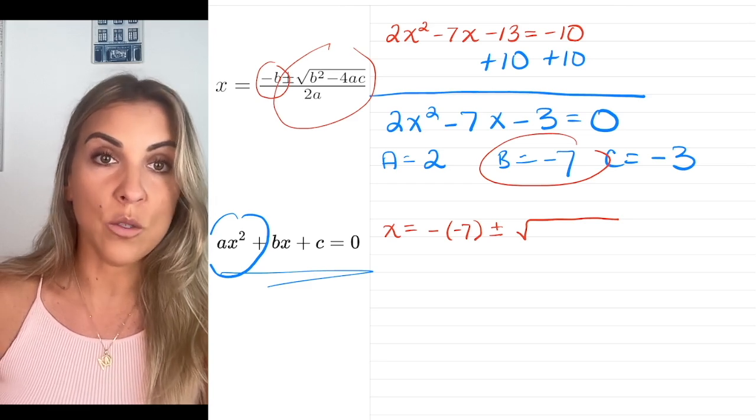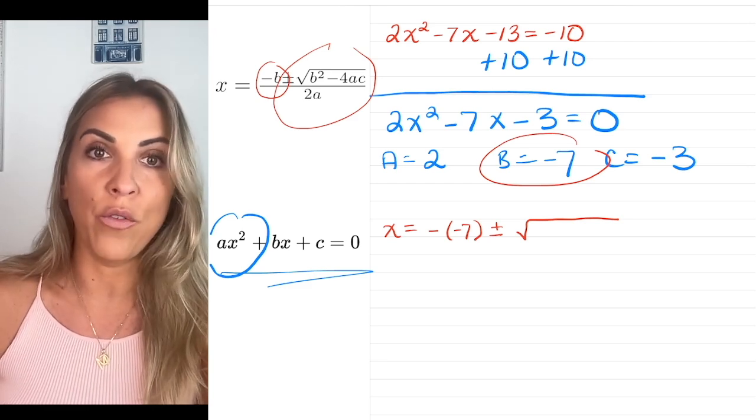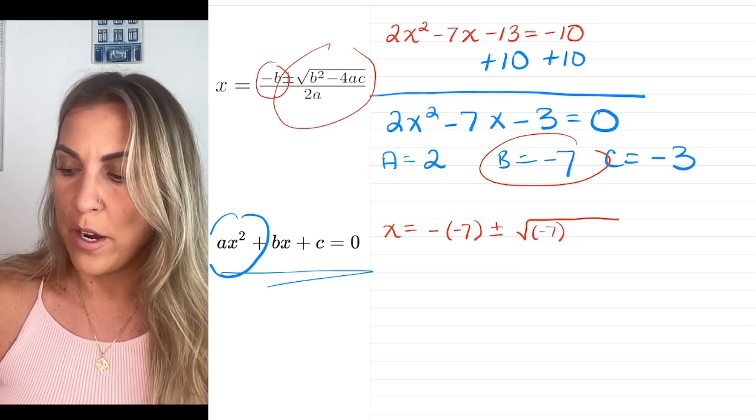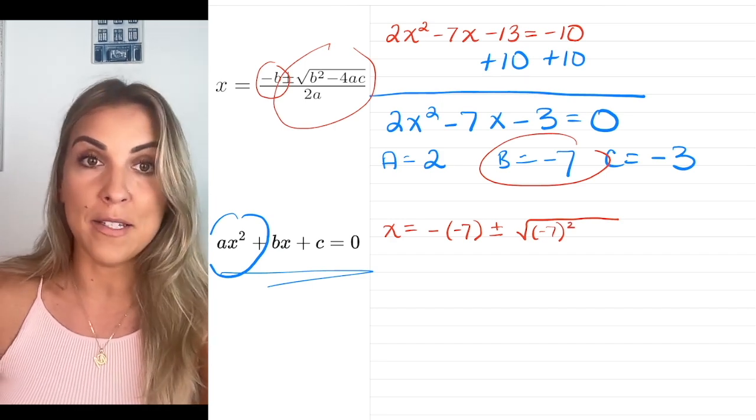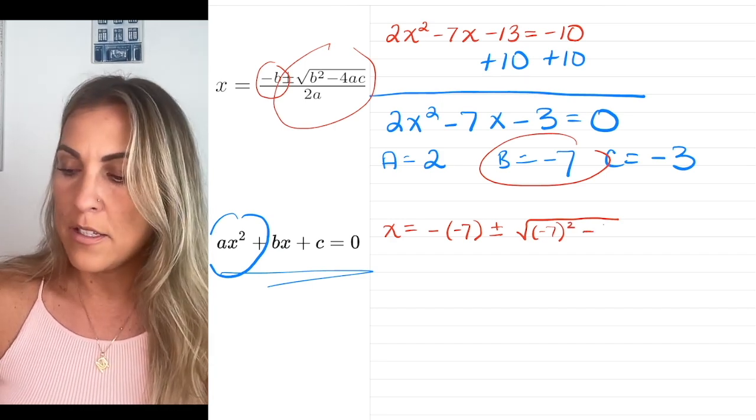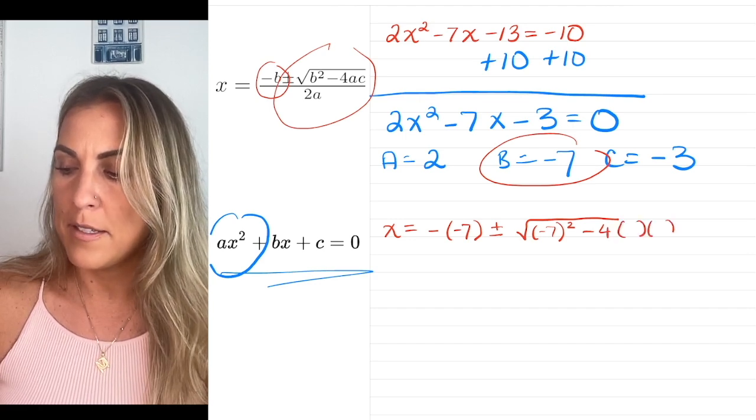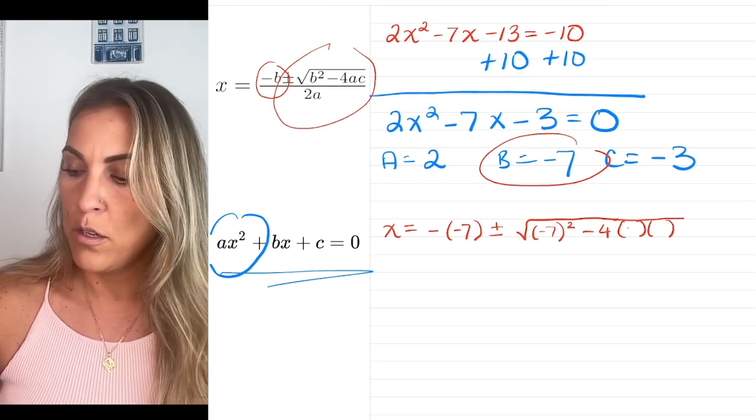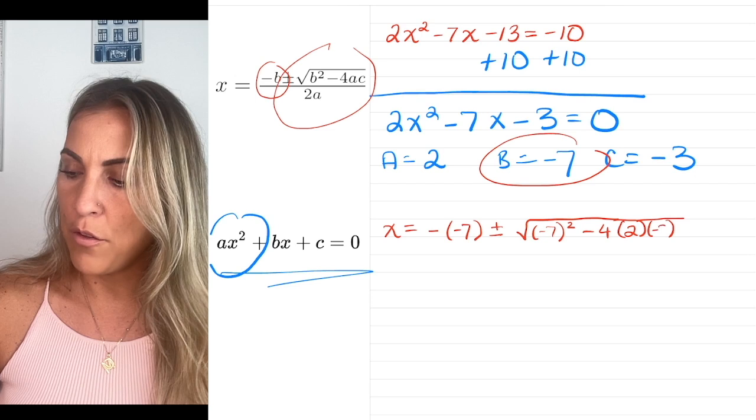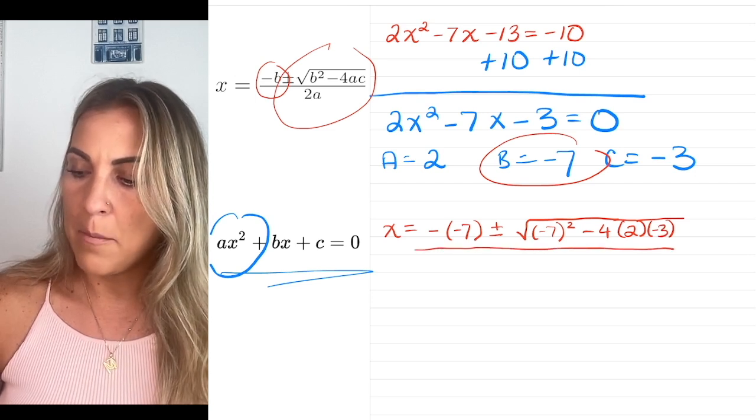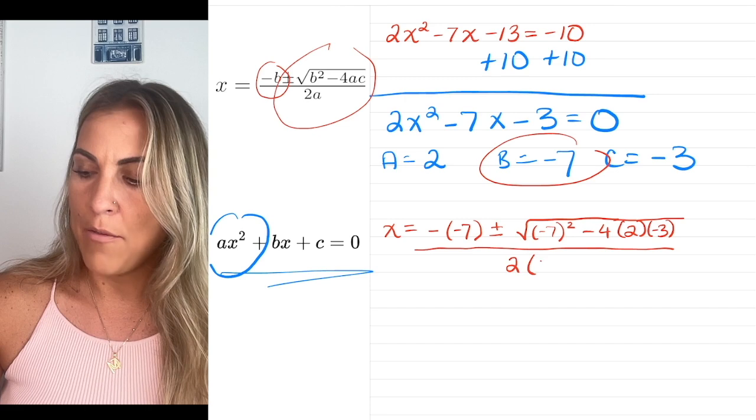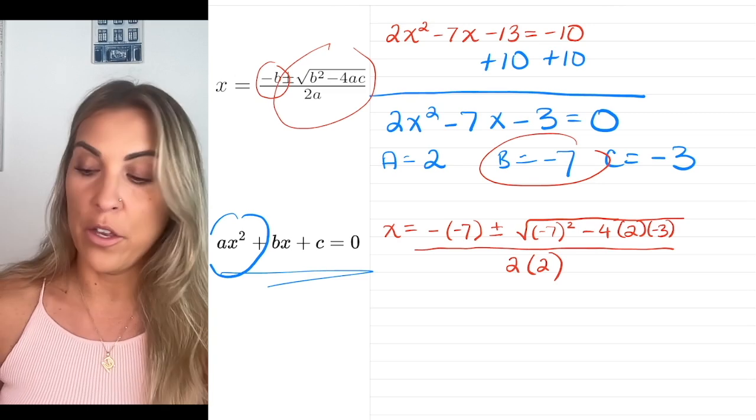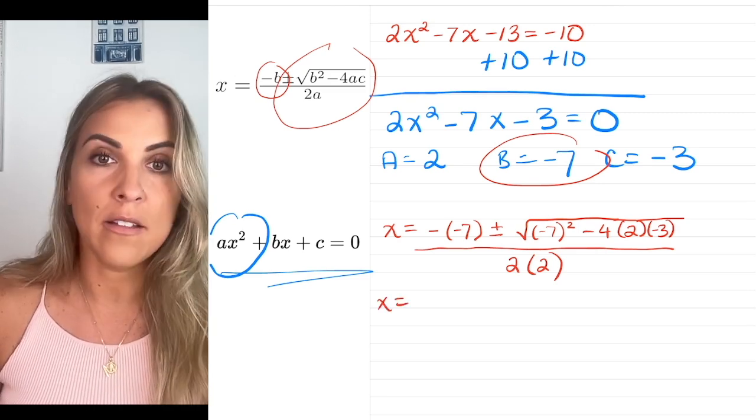So instead of writing B squared, I'm going to substitute B with the value that we have, which is again negative 7. So I'm going to write negative 7 squared, being careful to put that negative 7 in parentheses as I substitute it, minus 4 times A times C. So I'm going to replace A and C with their values. So A is 2 and C is negative 3. And all of that gets divided by 2 times A, but my A value is 2, so it's 2 times 2. All right, at this point, you can go ahead and throw everything in the calculator if you'd like. I'm going to continue to solve by hand so you can follow along.